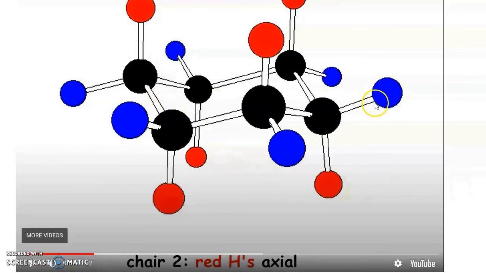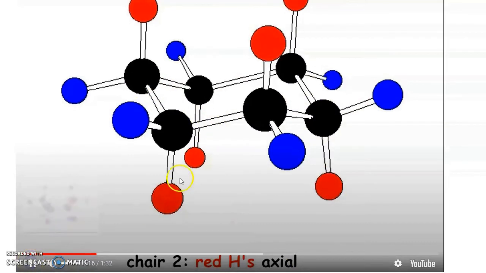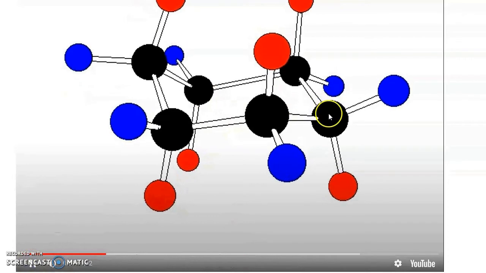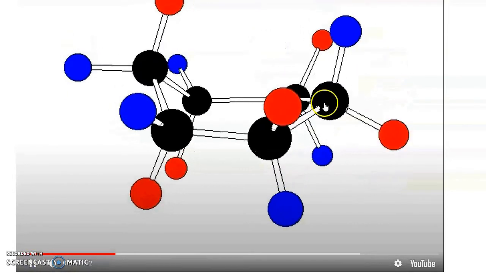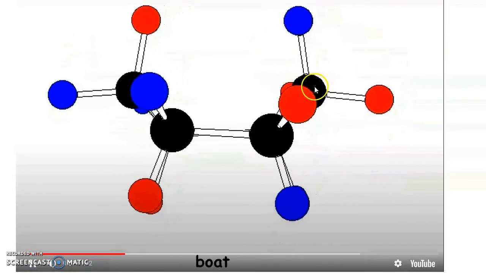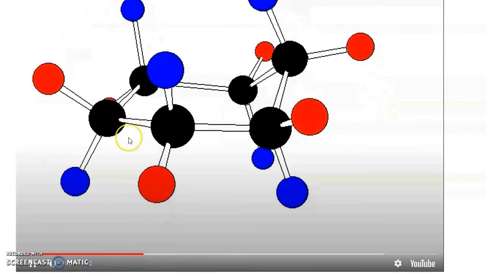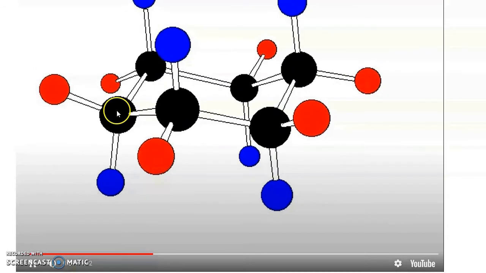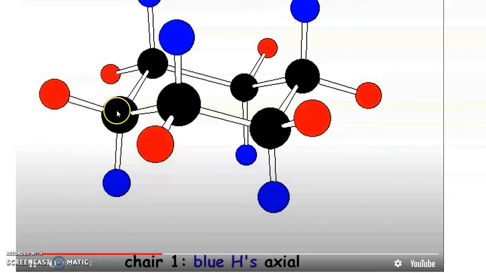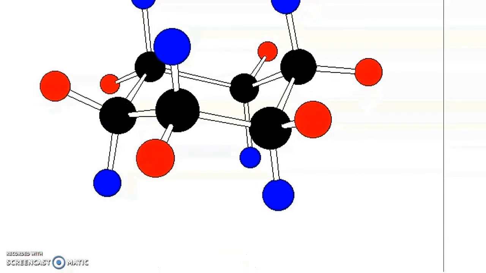See, you have the chair form here. This is chair form. Now you see, this chair is moving up, the right hand carbon is coming up. It has become a boat form, twist boat, and then the left side carbon has come down. You get another chair. Okay, once more.